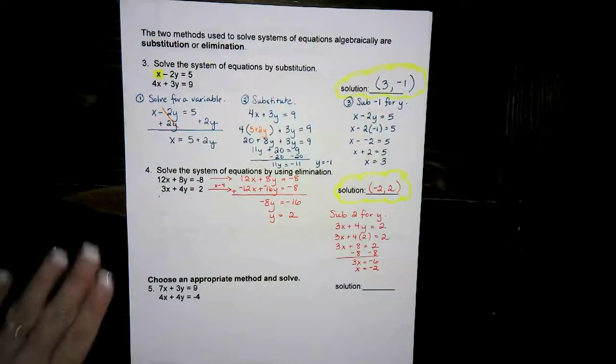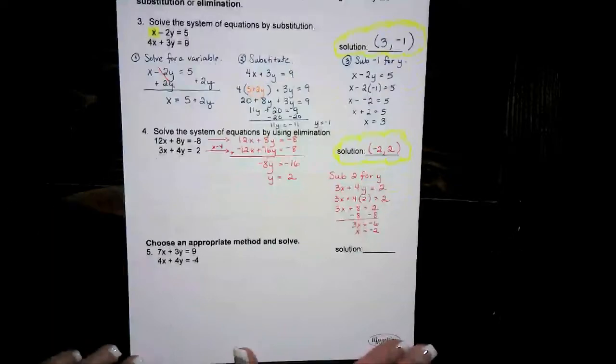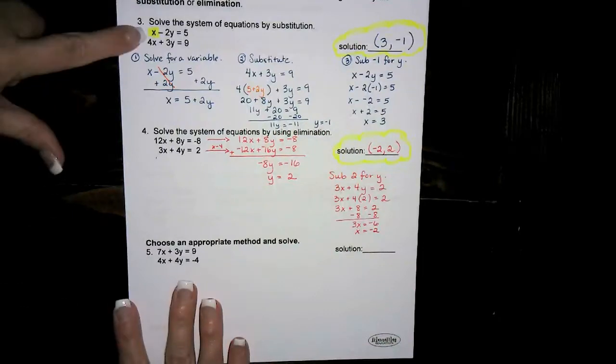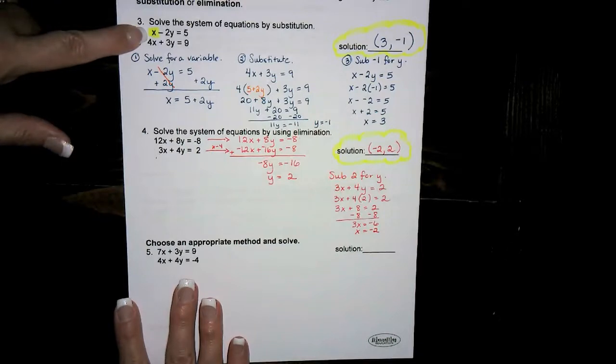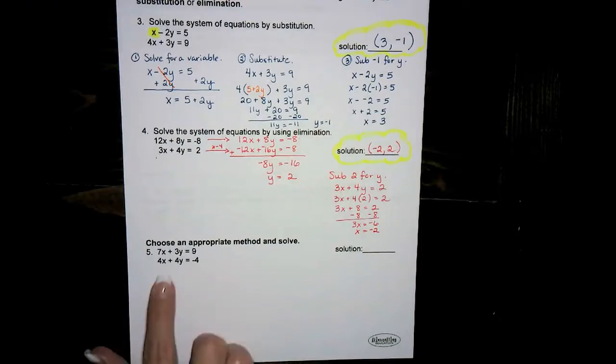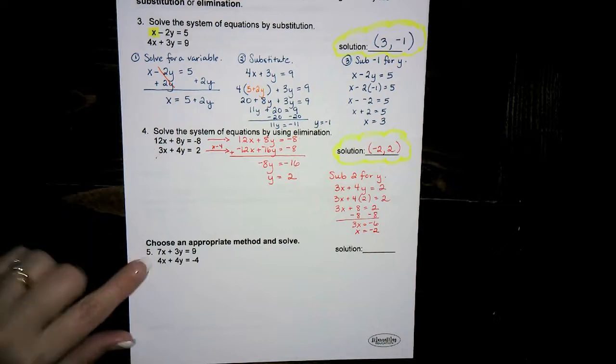Now, the beautiful part of this is that you get to decide which method to use. Most of the time, you're going to get to decide. So how do you choose? Well, remember back in substitution, I said that most of the time substitution is best when there's a variable without a number in front of it. So when I look at number 5 here and I see that there are numbers in front of all the variables, I begin to think that I probably should do elimination.